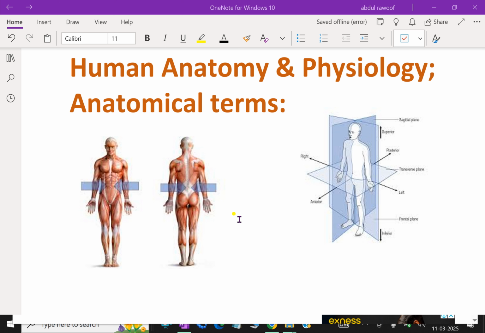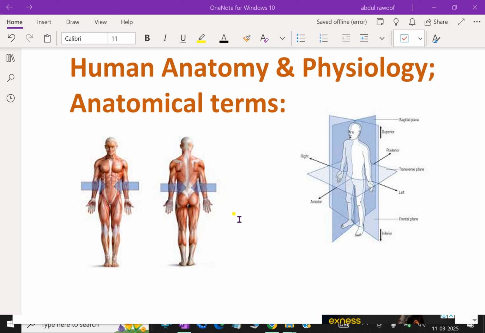Directional terms. These paired terms are used to describe the location of body parts in relation to others and are explained. Regional terms. These are used to describe parts of the body.